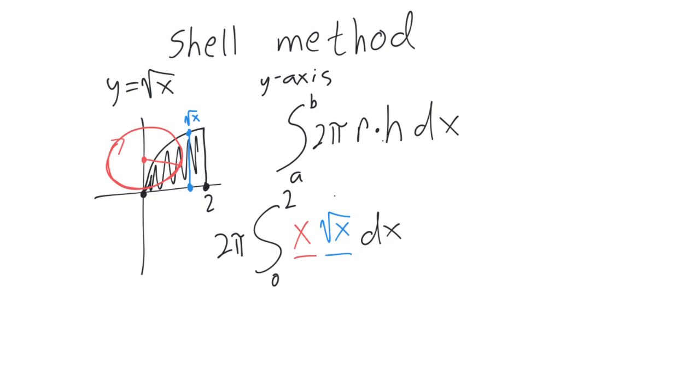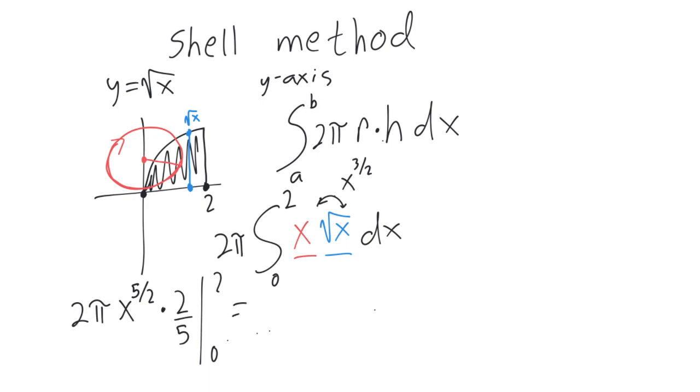So let's go ahead and take that integral. We have 2 pi times the integral. Well, when we take this integral, we're going to rewrite this x times the square root of x. Well, that's x to the 3/2. So when I take the integral of that, I'm going to add 1. So that's x to the 5/2. But then I need to divide by 5/2, which is the same as multiplying by 2 over 5. And I evaluate that from 0 to 2.